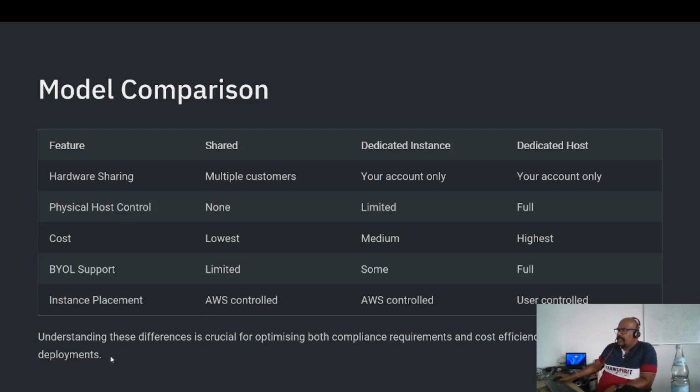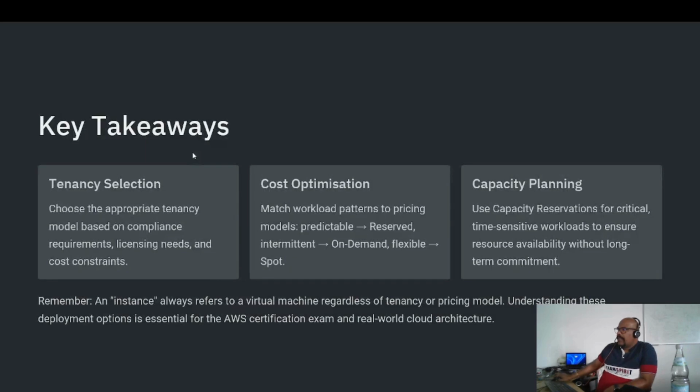Instance placement is AWS controlled for shared instance and also AWS controlled for dedicated instance. In the case of dedicated host, it is user controlled. So these are the main important points about shared instance, dedicated instance, and dedicated host.